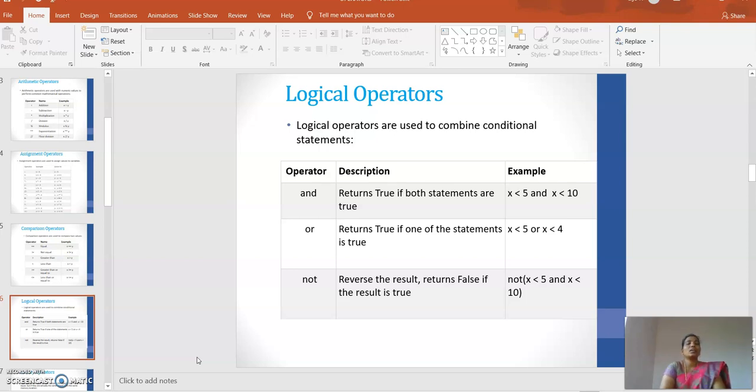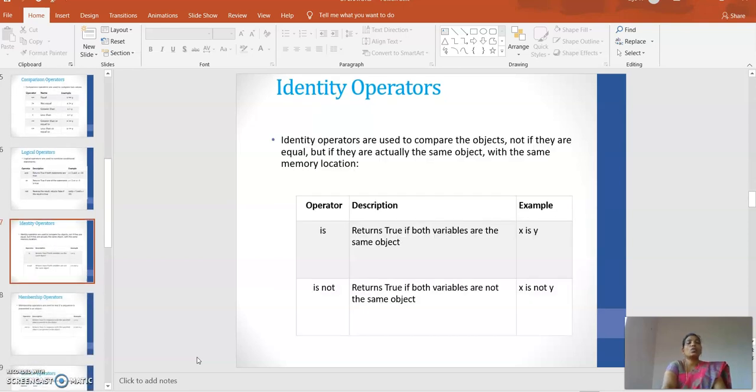And the next one is the or operator. It returns true if any one of the expressions is true. Only if all the expressions are false does it produce the false value. And the third one is not. It reverses the result. Suppose you give a true value, then it produces the false value. Otherwise it produces the true value.